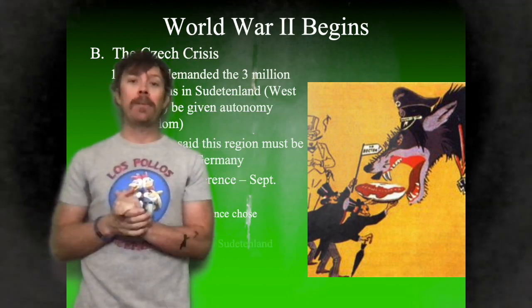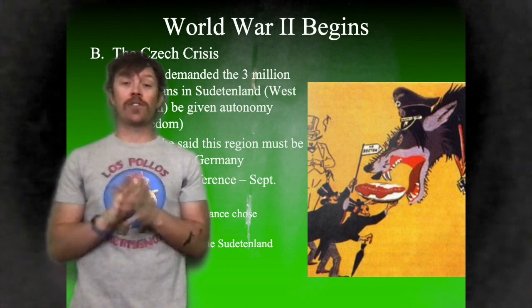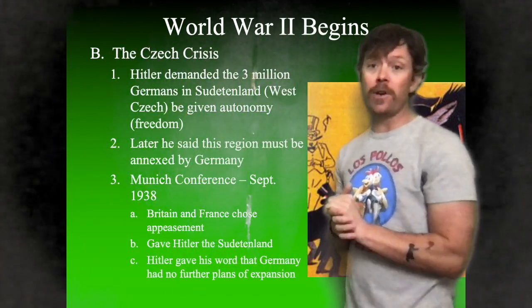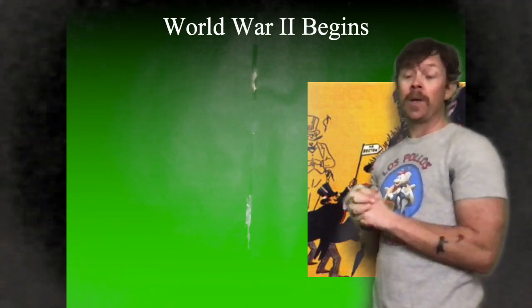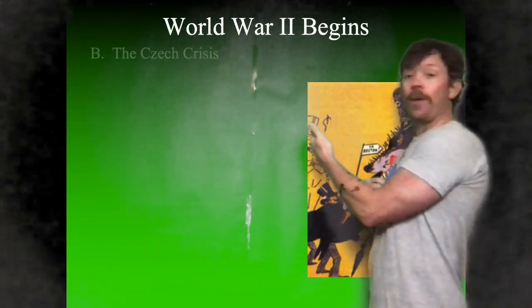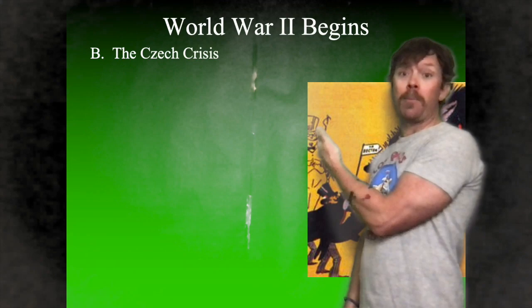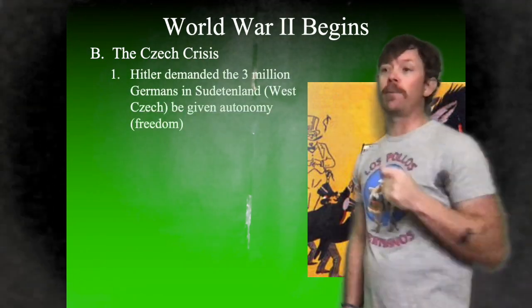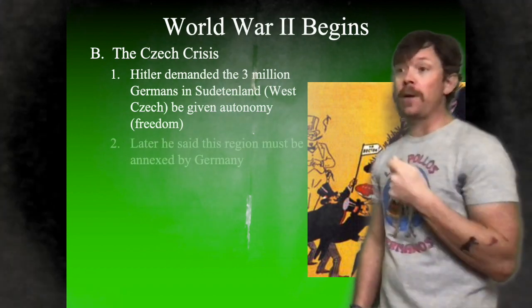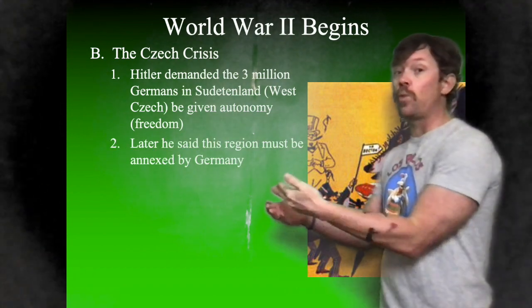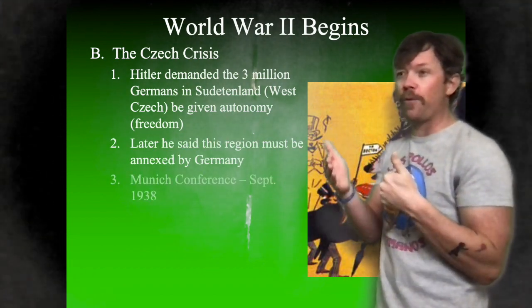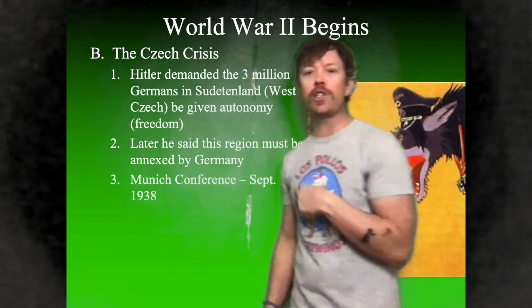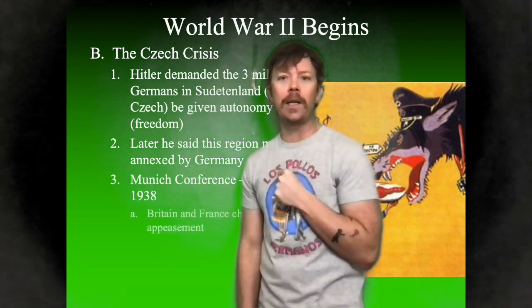His next step is he wants the Sudetenland. Because remember, post-World War I, we got new maps. We got new countries. And one of those new countries is Czechoslovakia. So Hitler is going to say, hey, the 3 million people that lived there prior to the end of World War I were German. So we think they should be part of Germany. So Hitler is going to demand that the 3 million Germans in the Sudetenland, which is Western Czechoslovakia, only half of it, be given autonomy to choose their own allegiances.